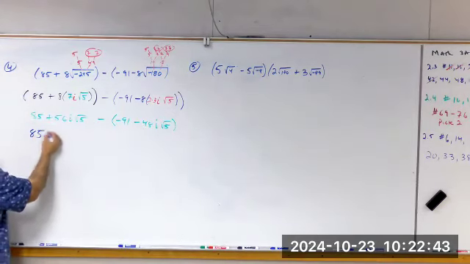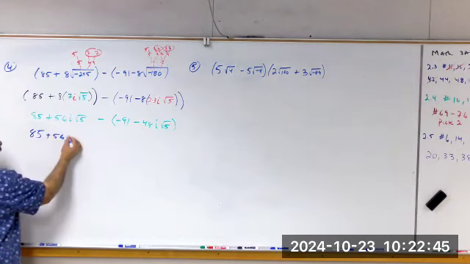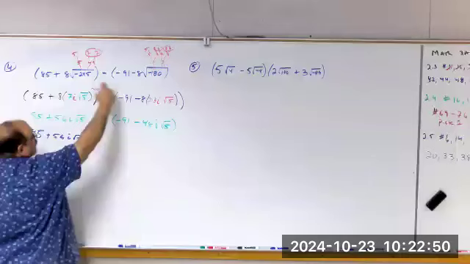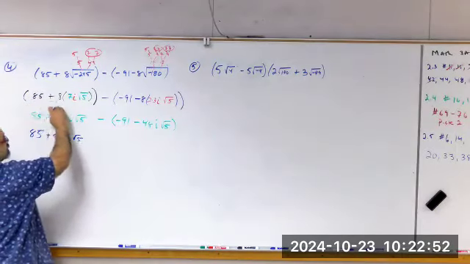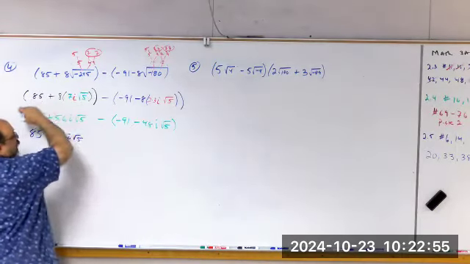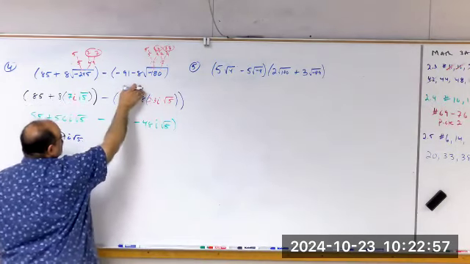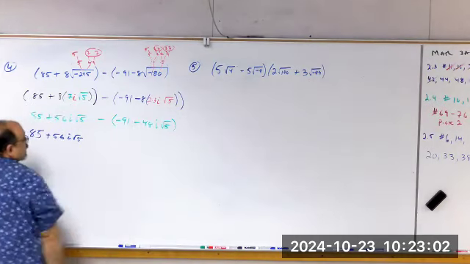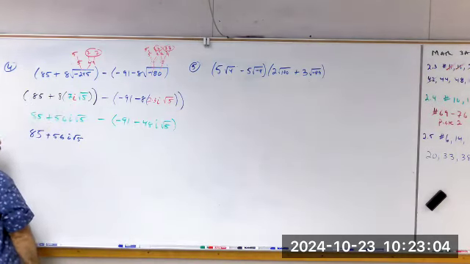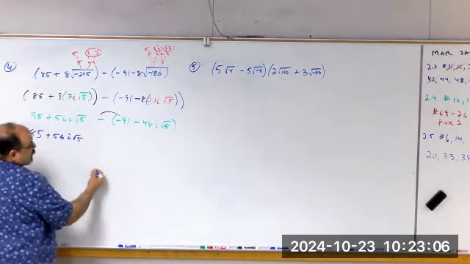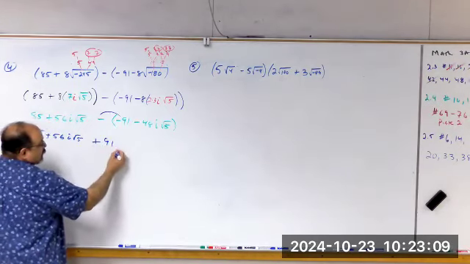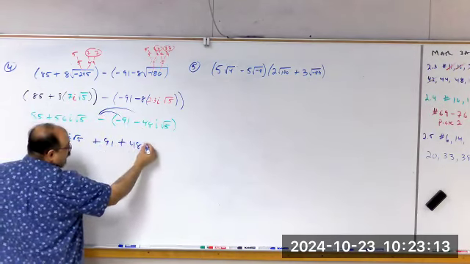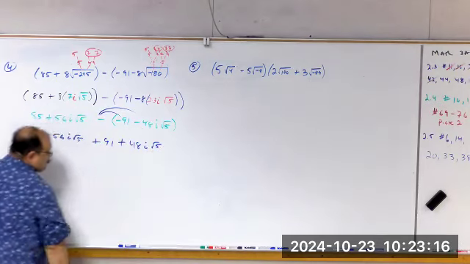85 plus 56i square root 5. And again, notice I'm working the problem from left to right and then bringing the next step right underneath, all the way across, so I don't miss anything and I don't forget what the signs are. Got to keep track of everything. Minus a negative 91 becomes plus 91. Minus a negative 48 becomes plus 48i square root 5.